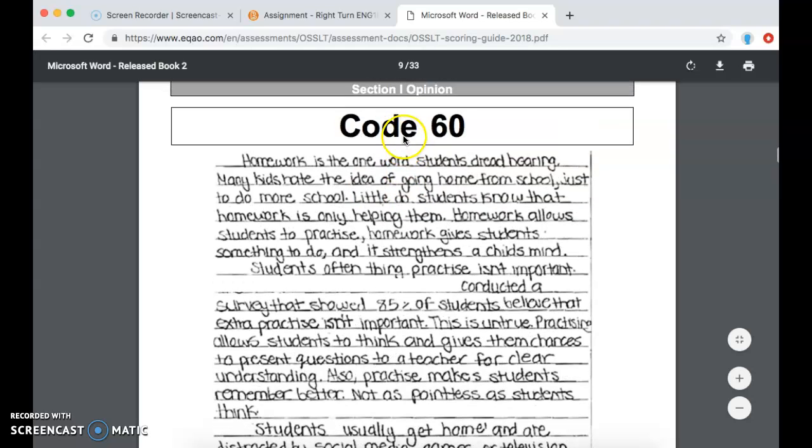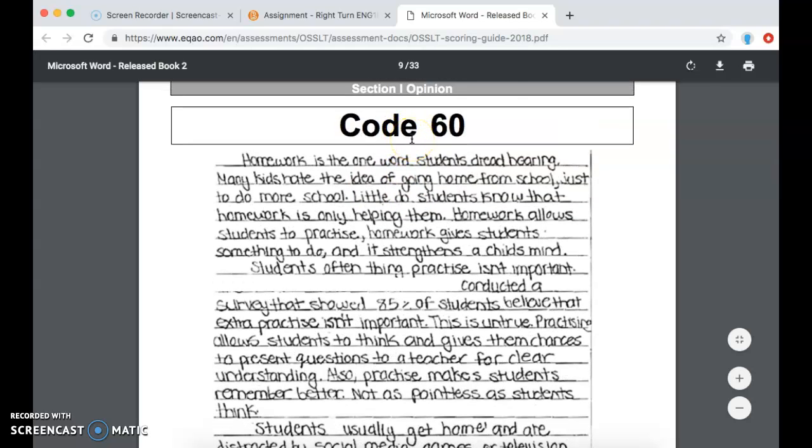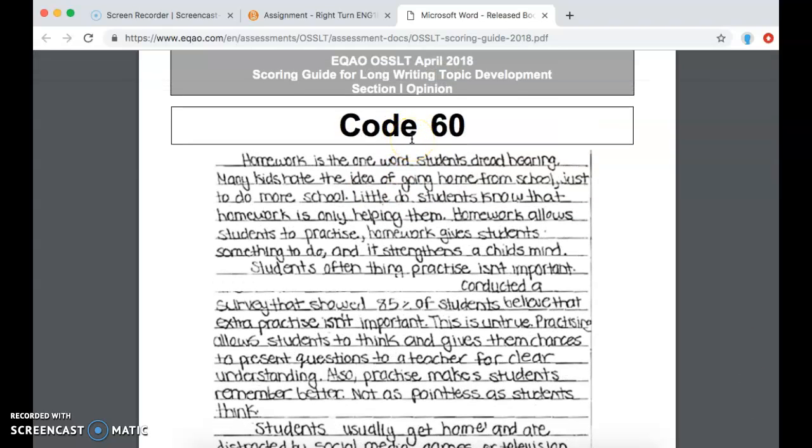Whenever you're trying to do an assignment, you always kind of want to aim to be the best that you can be. So this is the absolute best example of a long answer question on the OSSLT, which is a series of paragraphs.